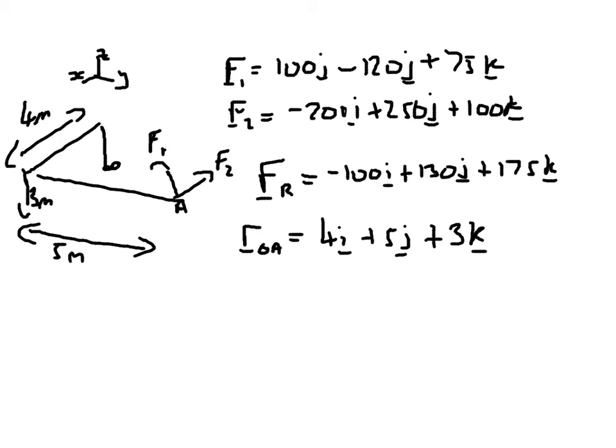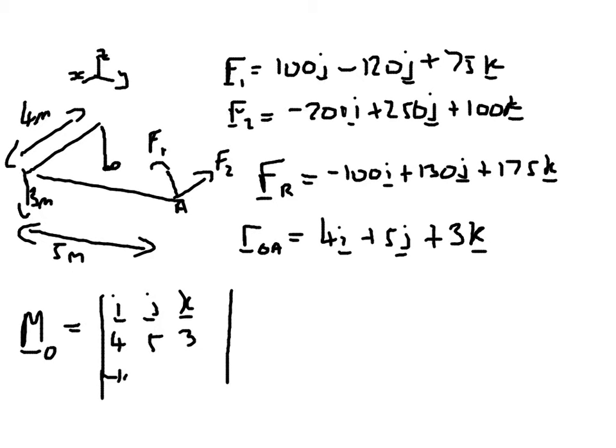So now all I have to do is put these into a matrix and then cross them out. So moment as a vector is going to be I, J, K. It's going to be R crossed with F, so it's 4, 5, 3, minus 100, 130, 175. So I'm going to move to the next page and then write that up again and then cross it out and show you how to get a solution.